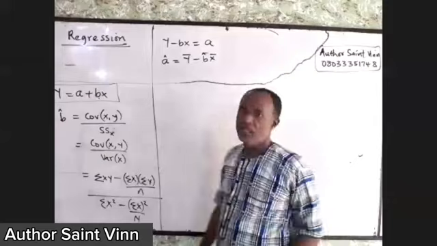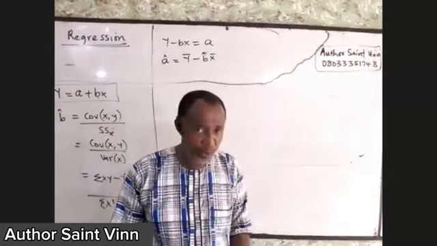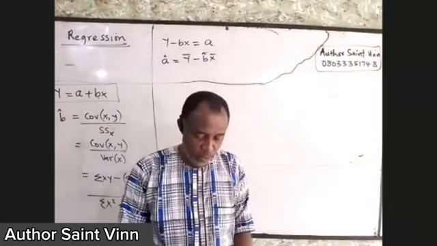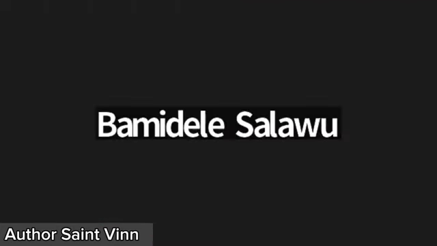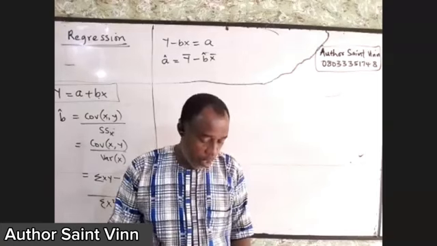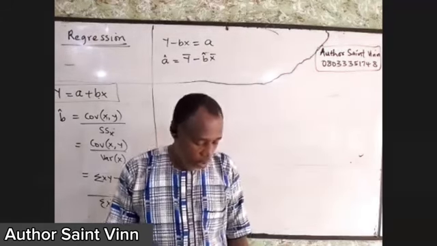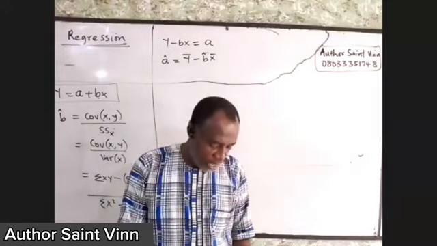Question number one. The data below represents the expenditure, bracket open X. That means the expenditure bill is X, and the family income is Y, recorded in thousands of naira.